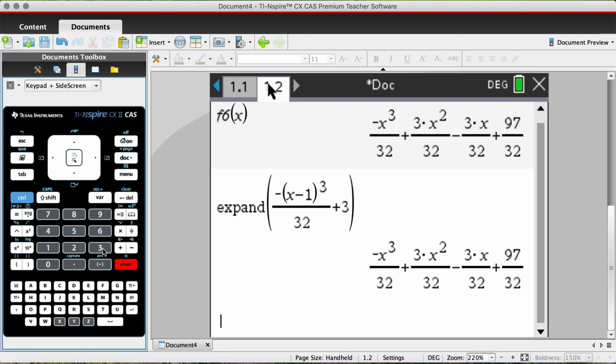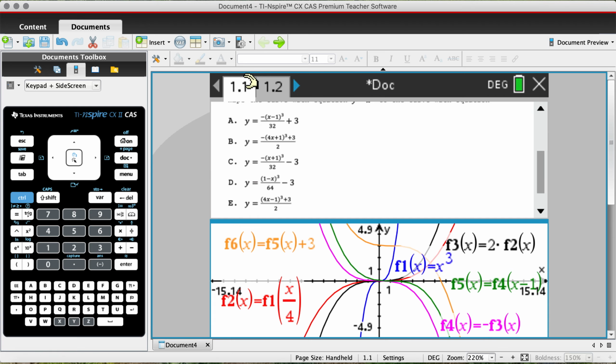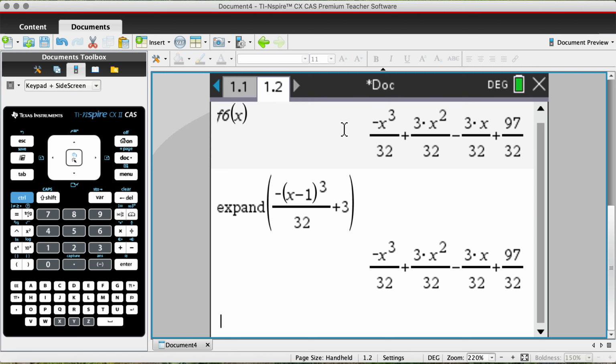And as you can see, it is exactly the same. So therefore, we know that choice A is the correct answer. You can try and expand choice B, choice C, choice D, and choice E even, and you will find that they will not equal our f6, meaning that they are not the correct answer. So that's the end of this tutorial. Thank you.